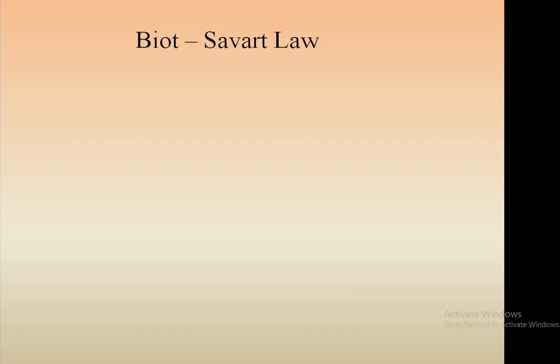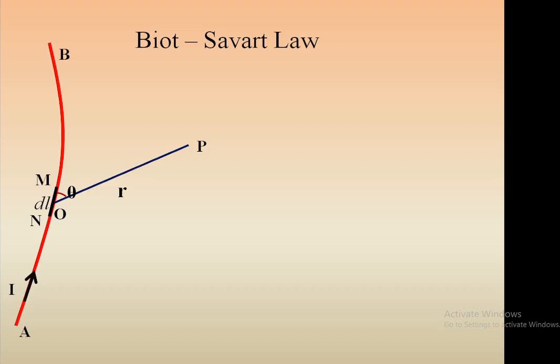This law helps us to determine the magnetic field at a point due to a small current carrying element of the conductor. Here AB is a conductor which is connected to a cell so that an electric current flows through it. In the figure you can see MN. This MN is a very small segment of length dl of the conductor, and the length dl is very small compared to the total length of the conductor. Now there is a point P which is at a distance r from the middle point Q of the segment dl, and theta is the angle between the segment dl and the distance r.